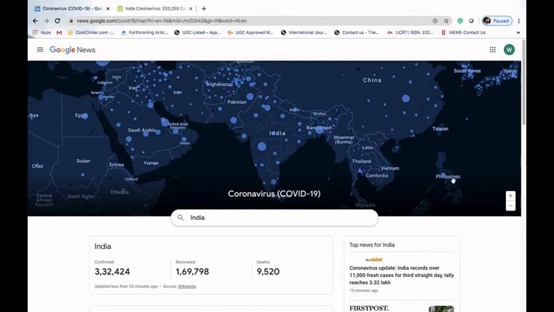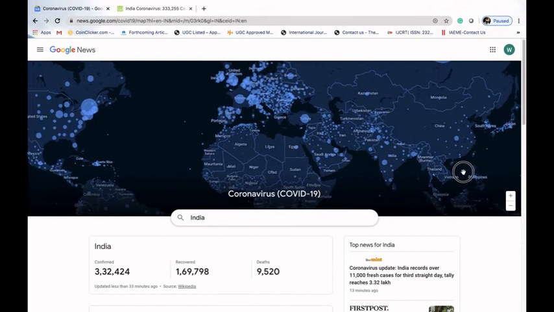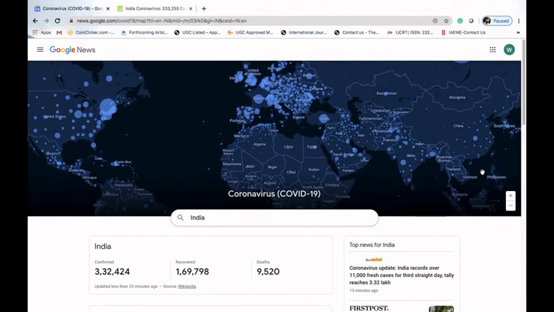So just wait for it. Yes, here's the map. We can just zoom it out. This is a world map, and here we can see the data country wise, and basically state wise. Here we can see the total number of cases in India is 3,32,424, and if we click on New York, yes, in New York the total number of cases is 3,83,324.